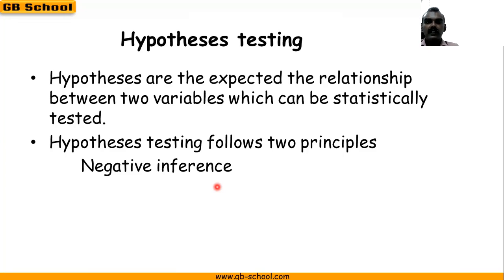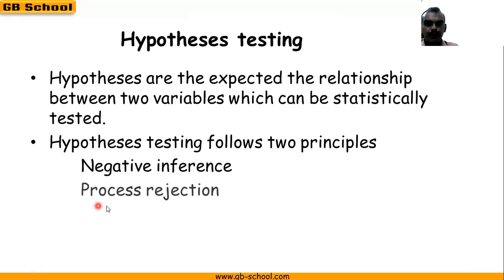Please remember, in hypothesis testing process, since it follows negative inference, only the null hypothesis can be tested. We cannot test the research hypothesis. So in context of hypothesis testing, research hypothesis needs to be converted to null hypothesis in the form of negative statement so that it can undergo the hypothesis testing process. That's the reason we are having null hypothesis.